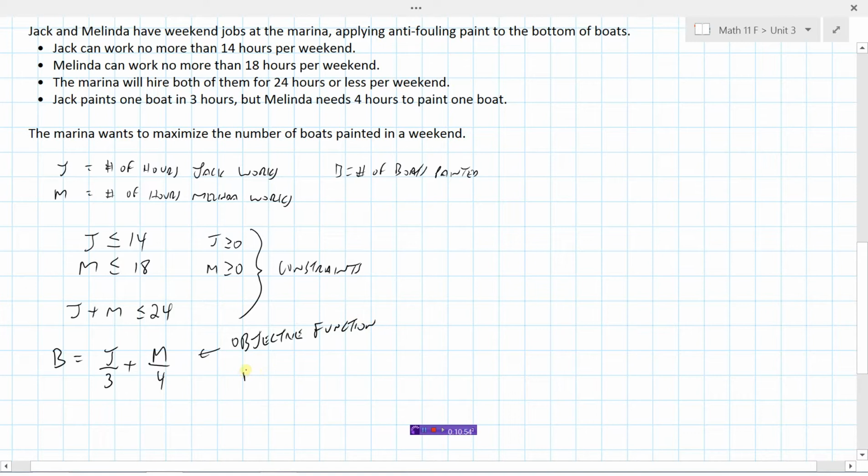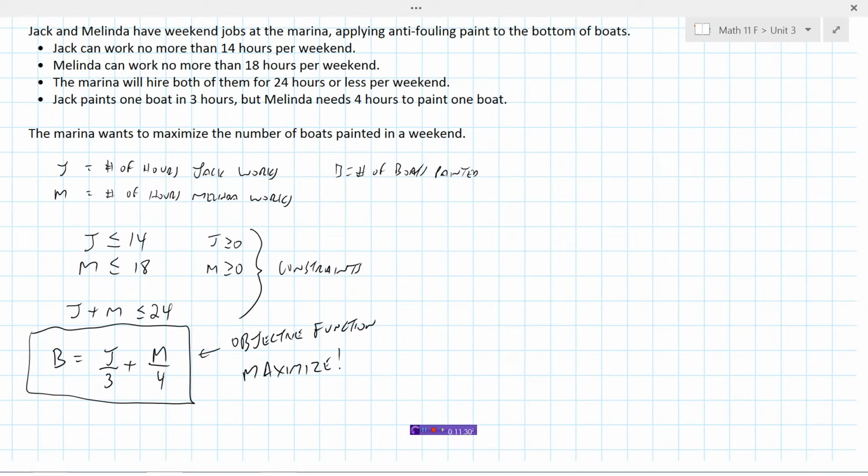And in this case, we want to maximize it. We want to make that as big as possible. So here's our objective function. And then here's really all of our inequalities. So what we're going to do is graph these constraints. That's going to give us a region with some boundary points on it. Then we're going to take those boundary points and substitute them into this objective function and find out which one's going to give us the most number of boats.